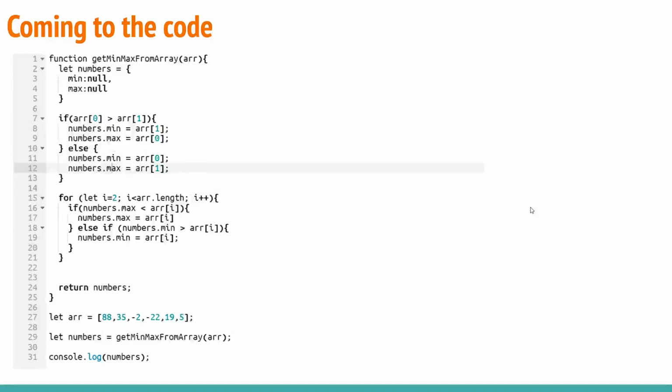Once we have a maximum and minimum value, we'll start by traversing the array from the second index. We'll keep on comparing maximum and minimum with the index's value and updating them. And once the for loop is done, we'll return the numbers and you will see that the output is, in this case, 88 maximum and -22 minimum.